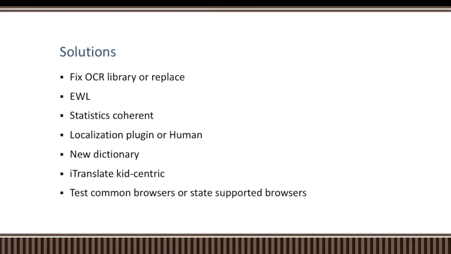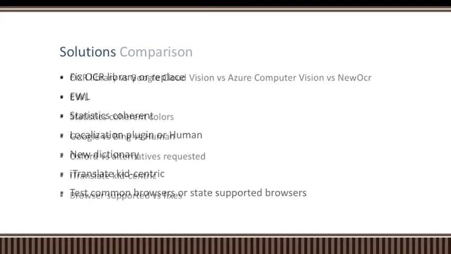So the solutions we came up with would be to either fix the OCR library or to replace it. Adding the essential word list, making the statistics UI more coherent, using a localization plugin or to have an actual human do the localization, add a new dictionary, make iTranslate more kid-centric, and test common browsers and fix the problems, or to just state what browsers are supported.